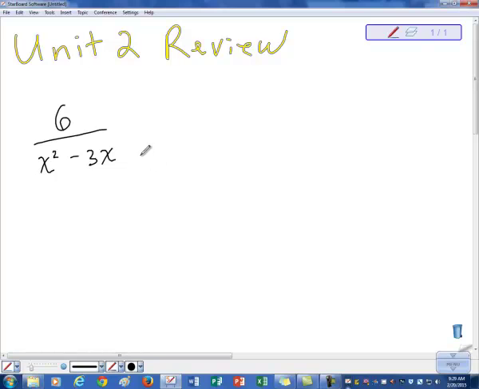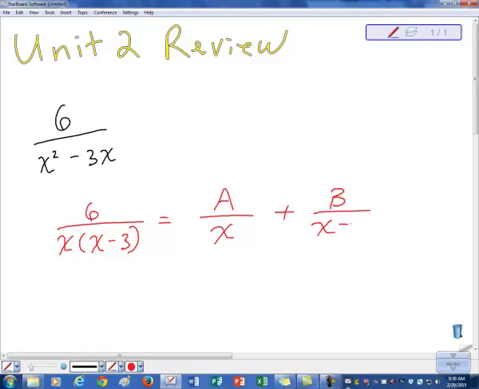Okay, the first thing we want to do here is go ahead and factor this denominator. So this would be 6 over, and then we want to factor out the common factor, which would be x. So this would be x times x minus 3. And now we want to write the two parts of our partial fraction decomposition. So you take each factor in the denominator, and so this will be A over x, plus B over x minus 3.